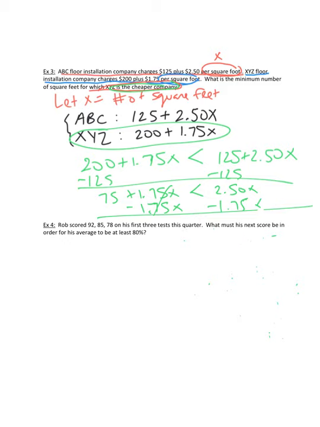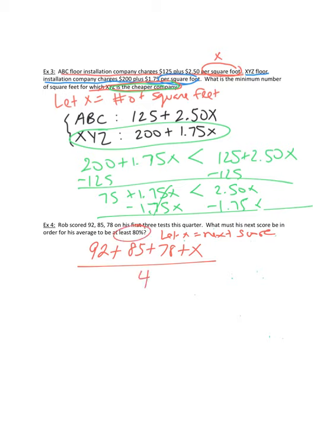So think about, in order to calculate an average, you guys all know how to calculate an average, and that is you add up your scores and you divide by the number of exams that you took. So Rob so far has taken tests where he scored 92 plus 85 plus 78. Those are the first 3 exams, plus we don't know what he's going to get on his next exam. So let X equal his next score. This sum, all of it, has to be divided by the number of scores, which is going to be 4. And we want this average to be at least 80. So not equal to 80, but greater than or equal to 80.